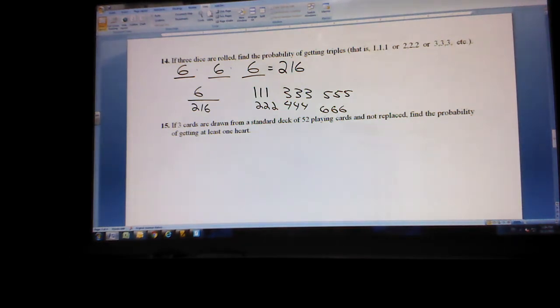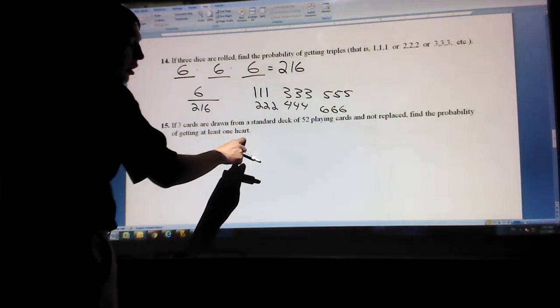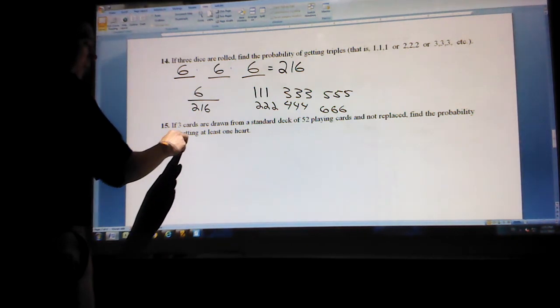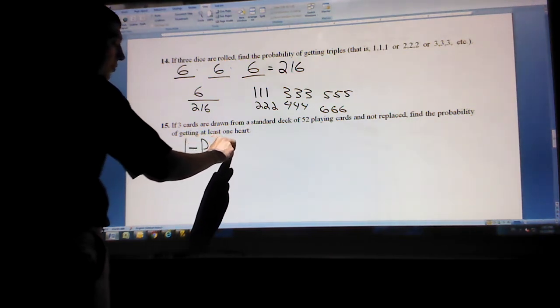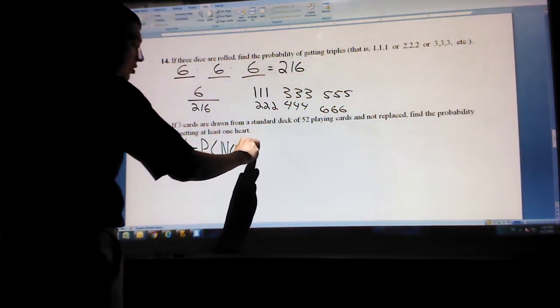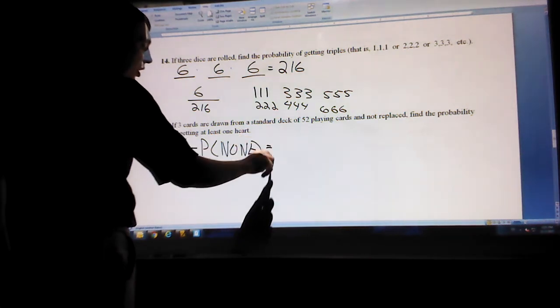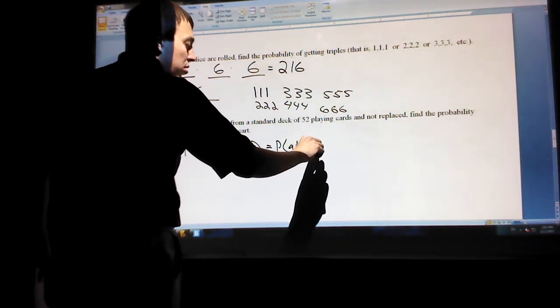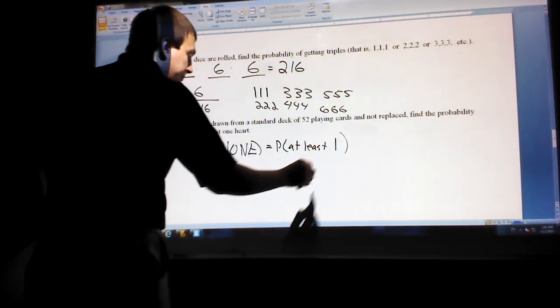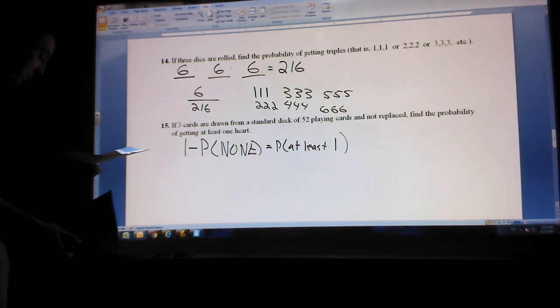If 3 cards are drawn from a standard deck of playing cards and not replaced, that's very key, not replaced, find the probability of getting at least 1 heart. Since I see the phrase at least 1, I'm going to do the opposite. I'm going to go 1 minus the probability of none. And that'll give me my answer of the probability of at least 1. So, probability of none.